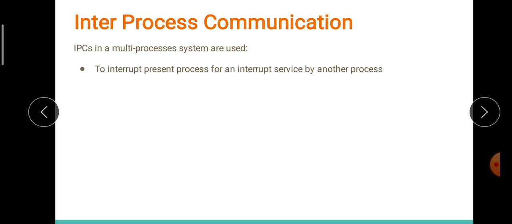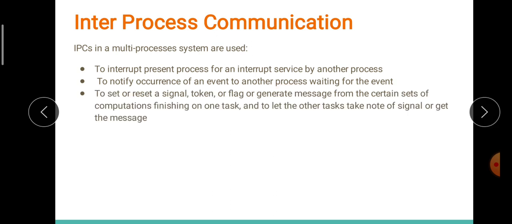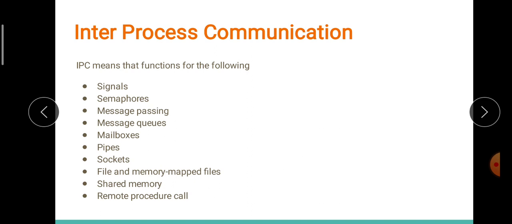So what are the situations in which we use inter-process communication? If you want to interrupt a present process for another process, we must tell the currently executing process that another process wants to execute, which means there must be a communication between these processes. In that case, you need IPC or inter-process communication. If you want to notify an event of another waiting process, again you need IPC. If you want to give a set or reset signal, or generate information about other sets or computations, in all these cases we need IPC.